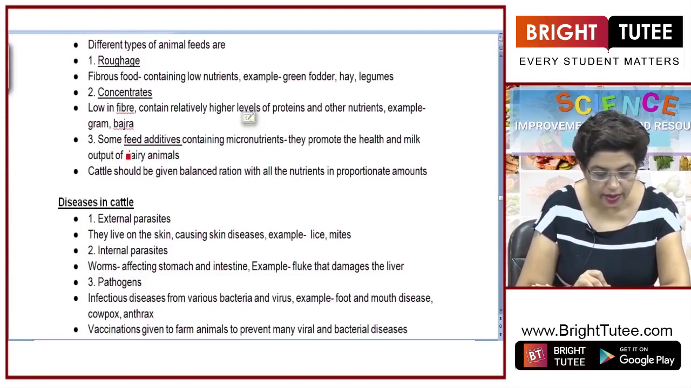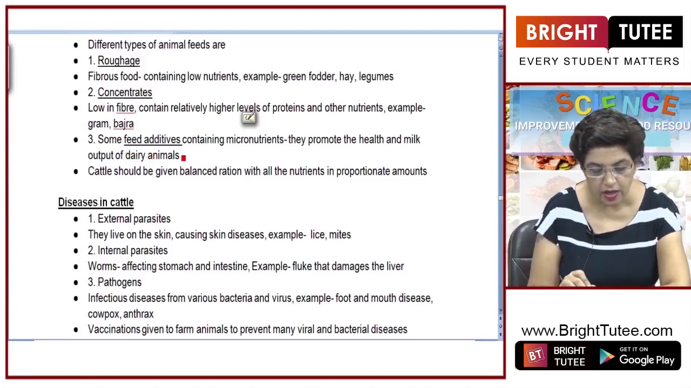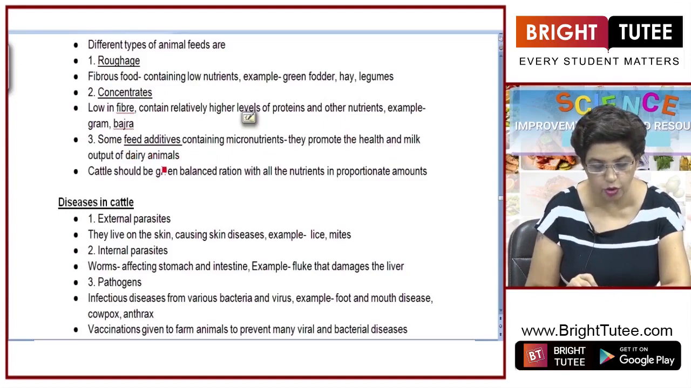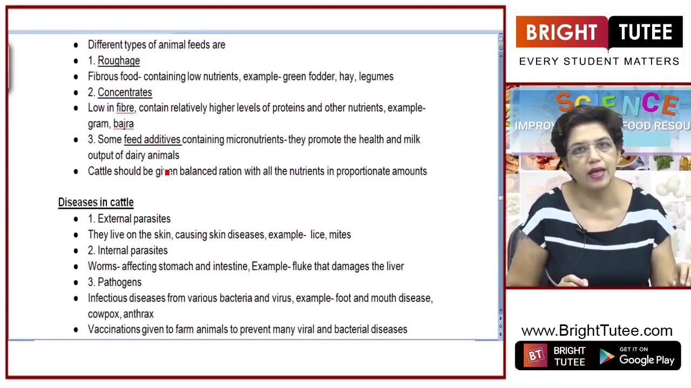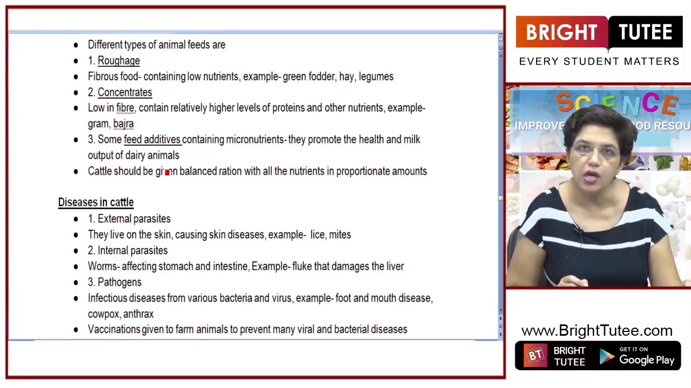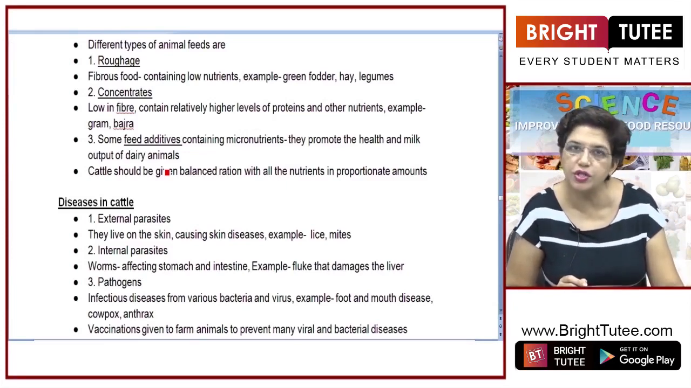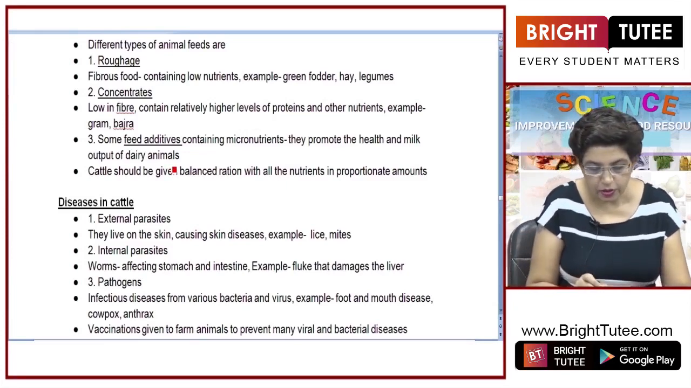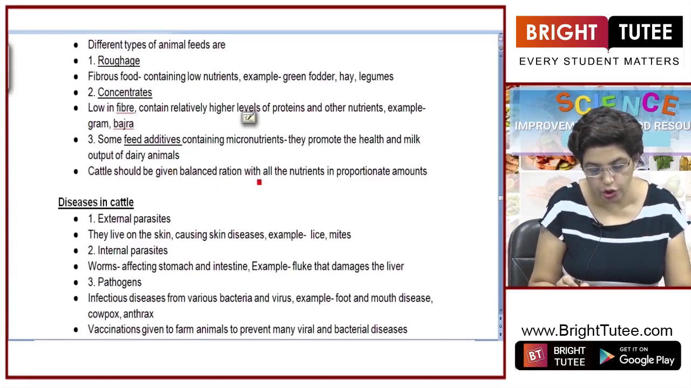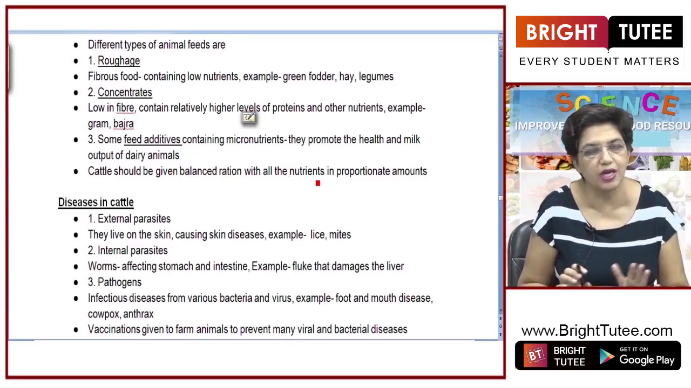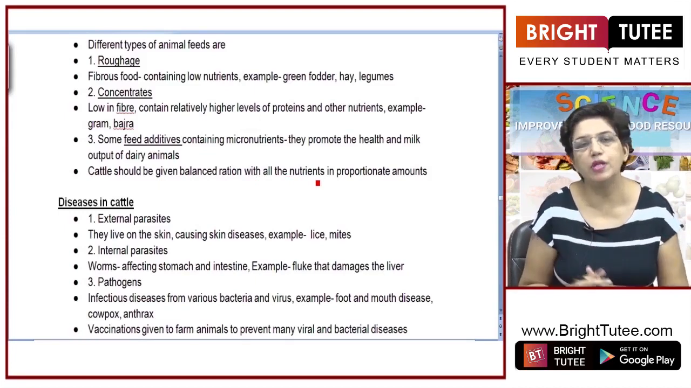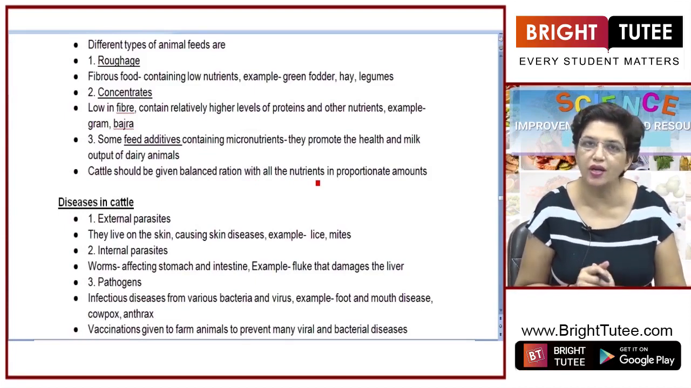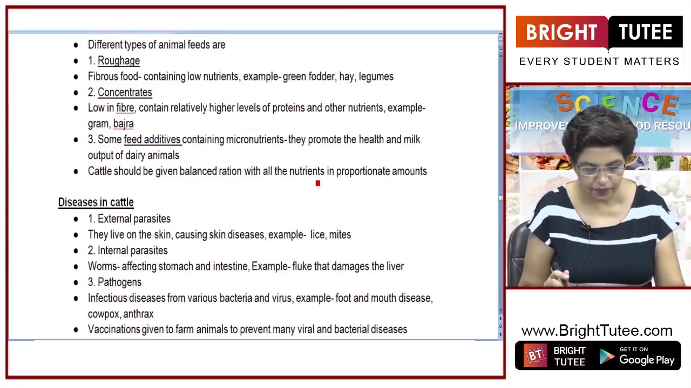Apart from this, there are some special feed additives which contain micronutrients. They promote the health and milk output of the dairy animals. So especially during the lactation period, the additives are added to their food so that the quality and the quantity of milk is better. Now, cattle should be given a balanced ration of all the nutrients in proportionate amount, so that they are healthy and the milk they produce is also good in quality and quantity.